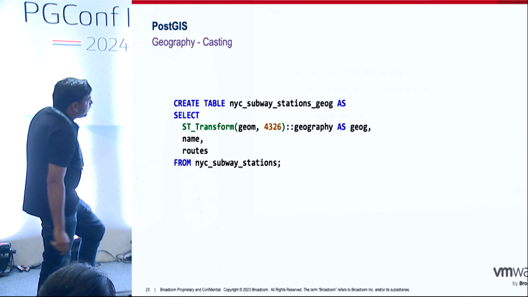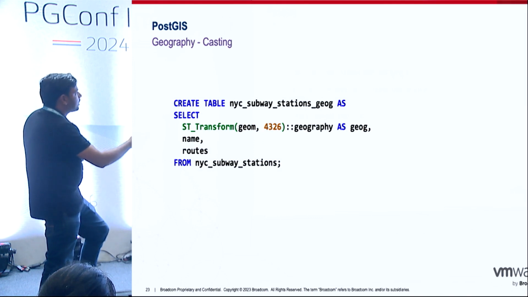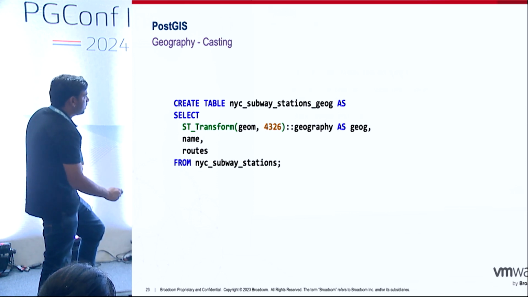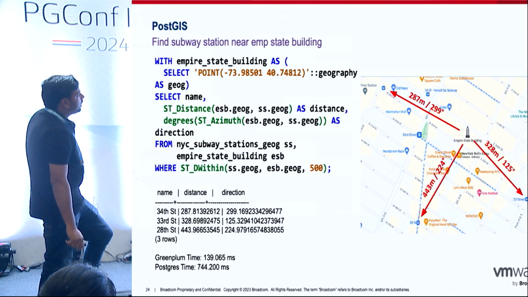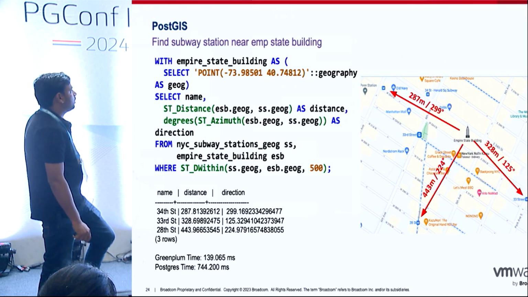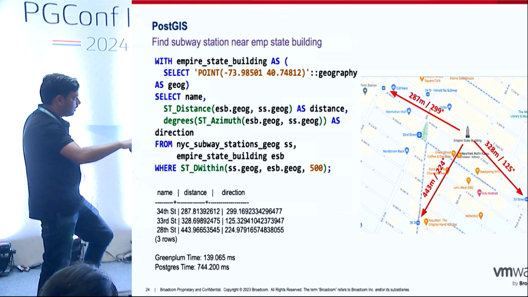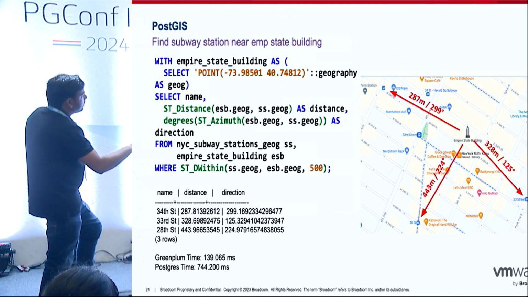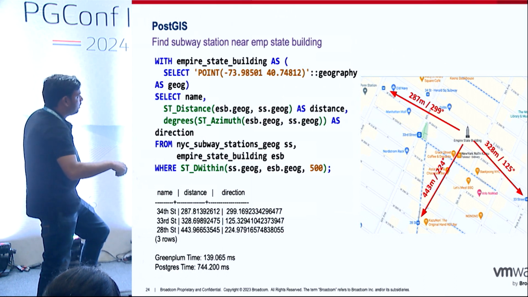This query shows how you can do typecasting between geometry and geography. I created this table because I am using it in further examples. Now you want to find the nearest metro station to the Empire State Building, within a perimeter of 500 meters.